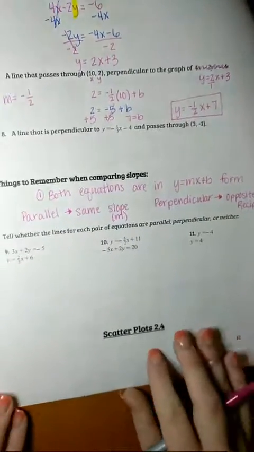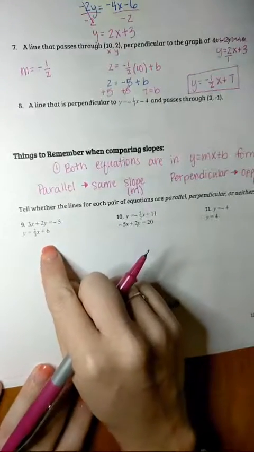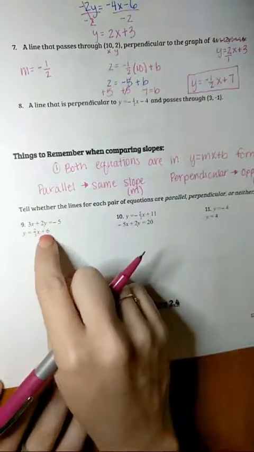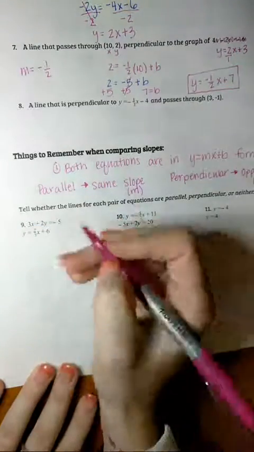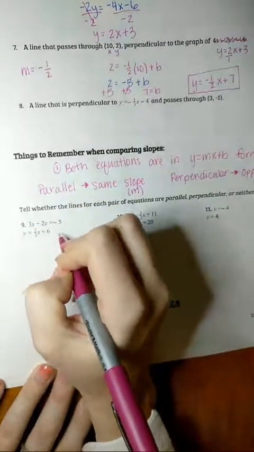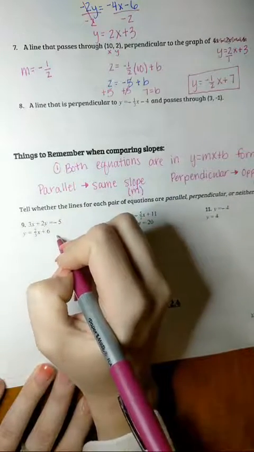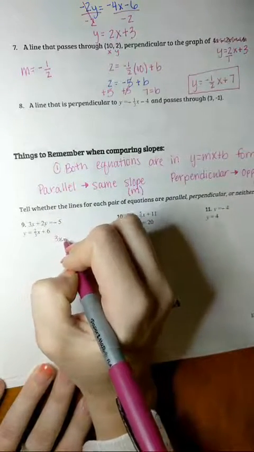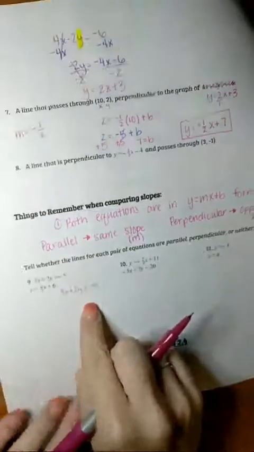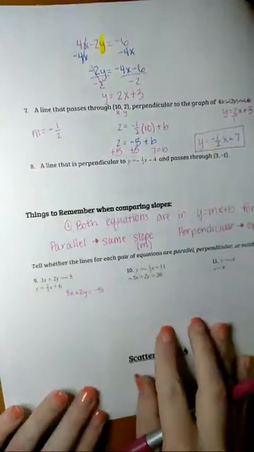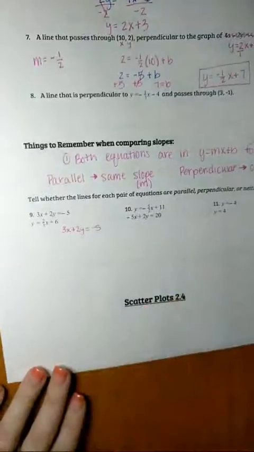Okay. So we are not both in y equals form here. So we're going to change this first one. So just looking at the top, I'm going to rewrite this. So 3x plus 2y equals negative 5. So just like what we did up here, we are going to put the y all by itself.